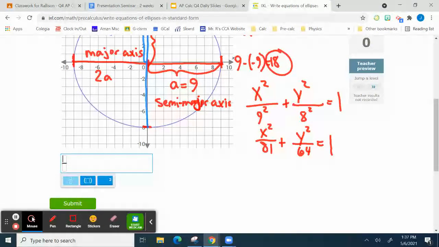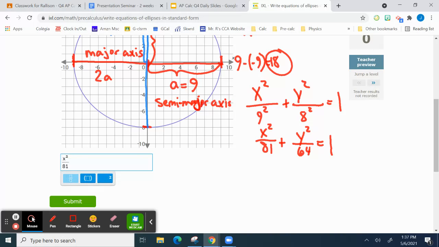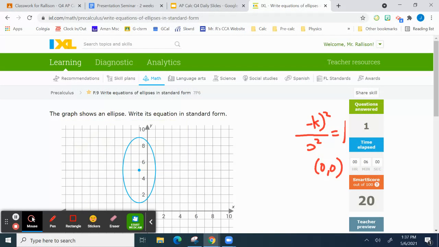So let's just absorb the pain and move on. So that's going to be x squared over 81 plus y squared over 64 equals 1. Well, that wasn't too bad, was it? There we go. Okay. All right.